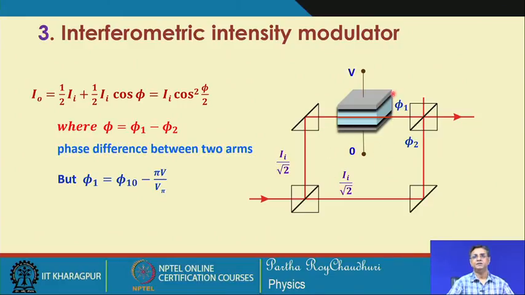In addition, there is another phase which is added as an induced phase by applying the external voltage, where the light beam has to travel through an electro-optic medium. So, this is the basic working principle of this interferometric intensity modulator.